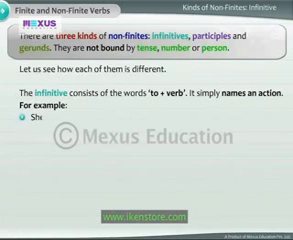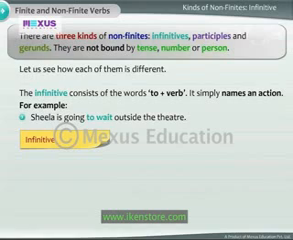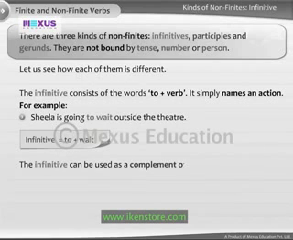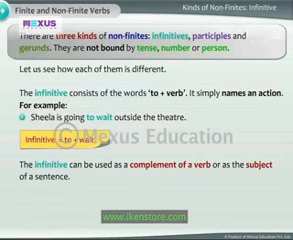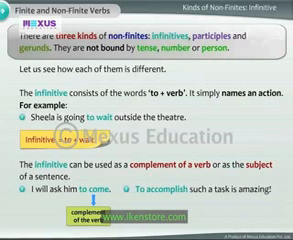For example, Sheila is going to wait outside the theater. The infinitive is formed by joining the words to and wait. The infinitive can be used as a complement of a verb or as the subject of a sentence. For example, I will ask him to come. The infinitive to come is used as the complement of the verb ask. To accomplish such a task is amazing. Here, the infinitive to accomplish is used as the subject of the sentence.